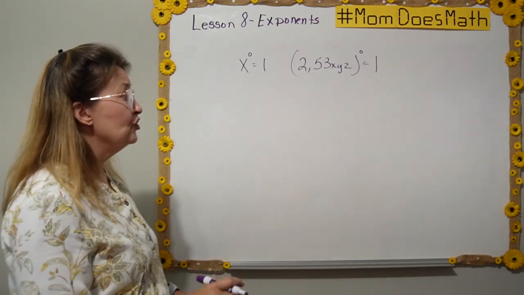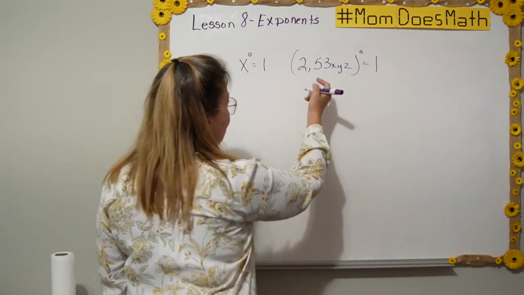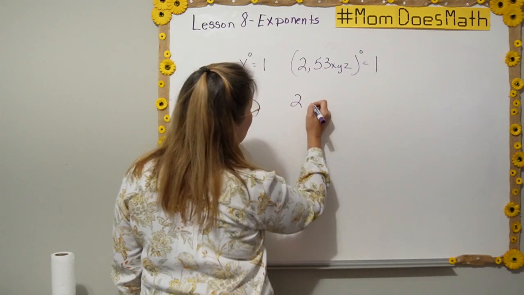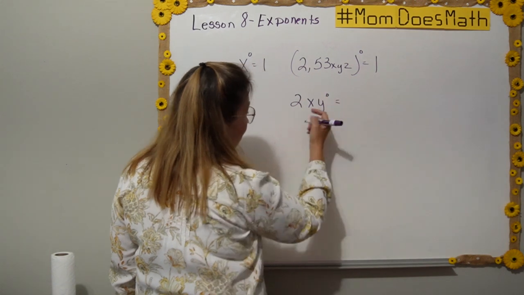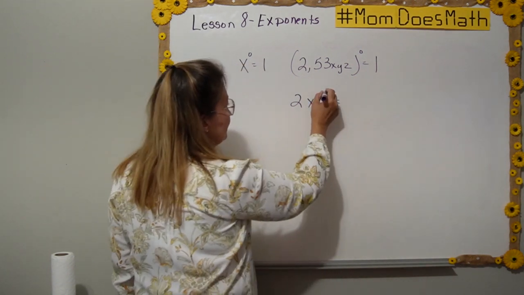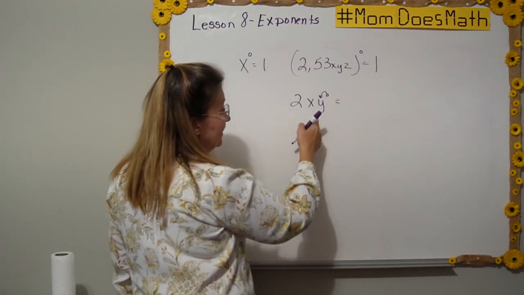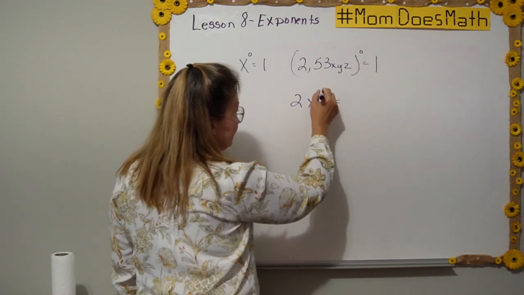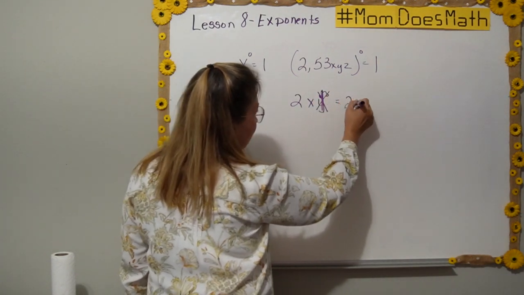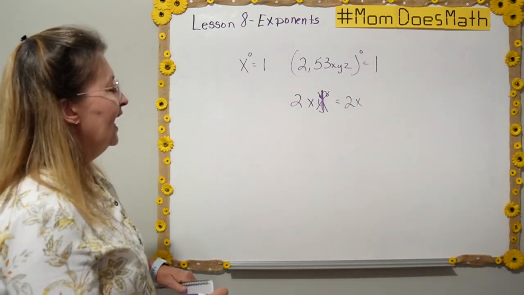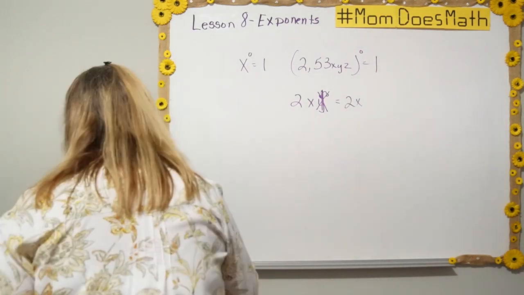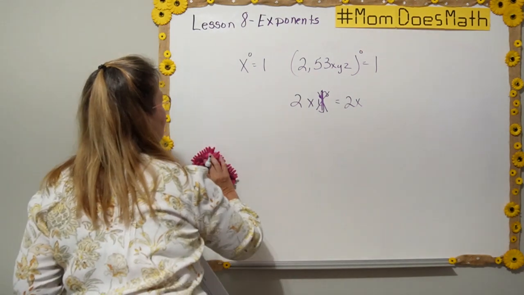Now you have to be sure that it's just the base. For example, if I had 2xy to the 0, like this one, this exponent only affects that base. So only this becomes 1, so you still have 2x. Okay, so be careful with that, but as we go through the examples, that's going to become a little more clear.